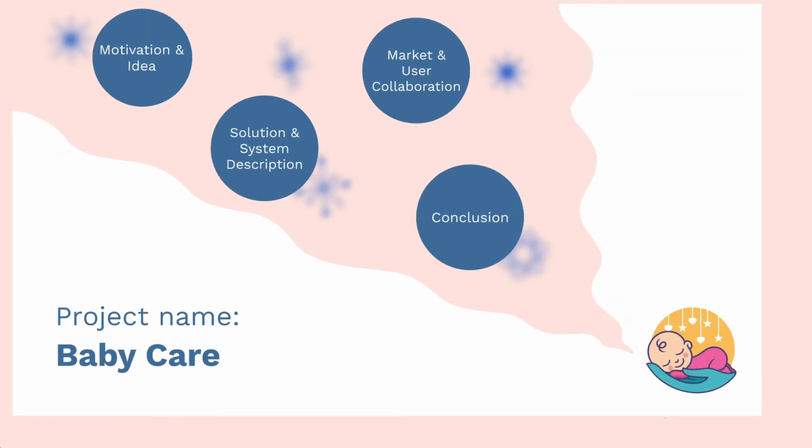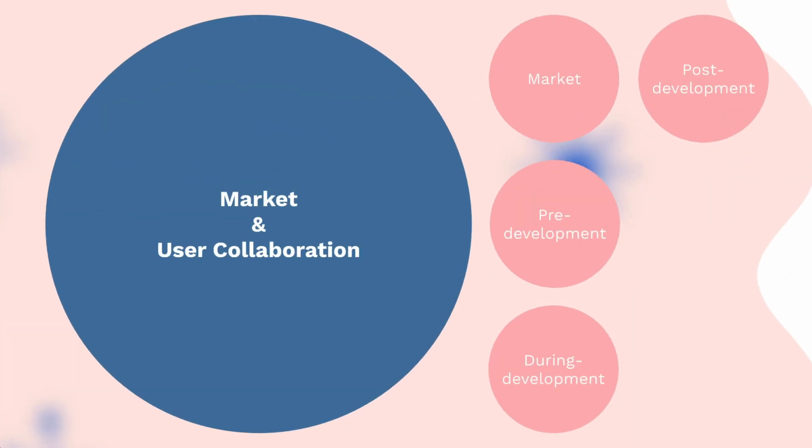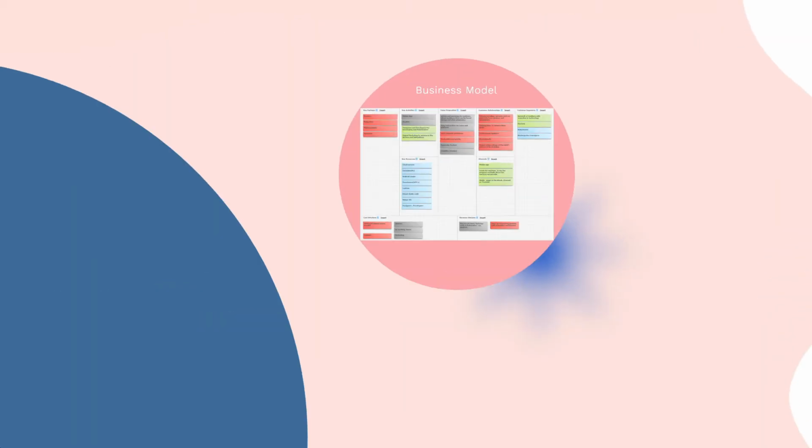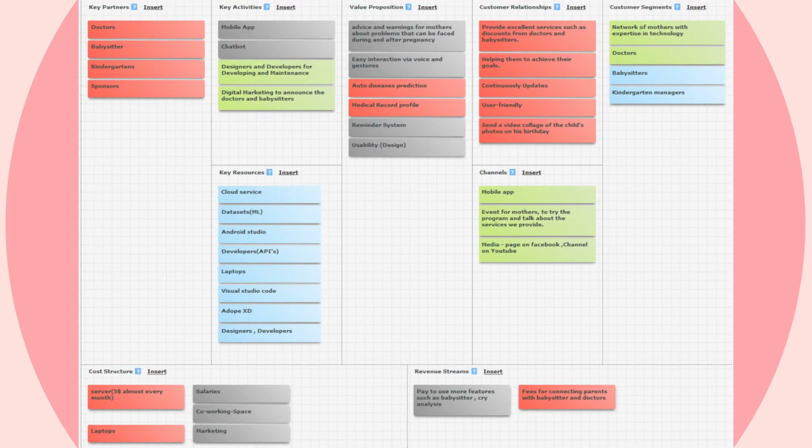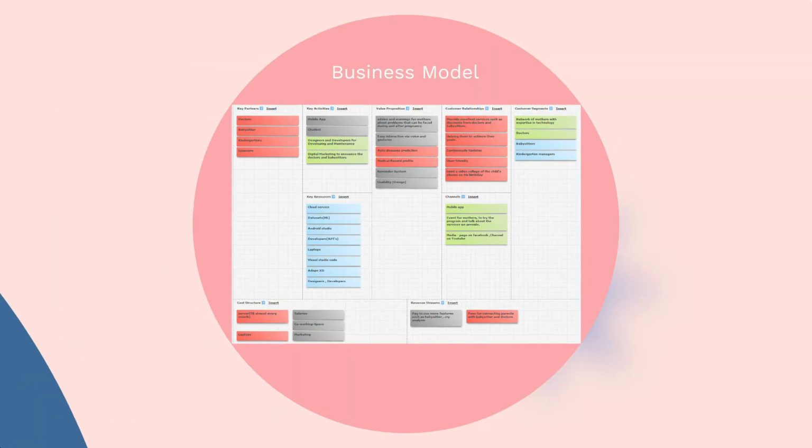Now let's move to the marketing user collaboration. In this section, we are going to prove how our app is user-centered and fit for the market. Before we begin in the project, we had to find out who will be our main customers and users. How would we give them value and get revenue from them? So we developed a business model and found out that our main users are parents and babysitters.